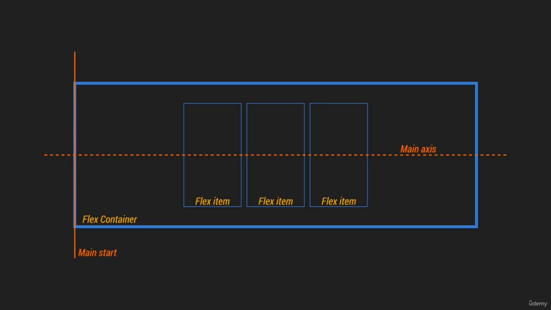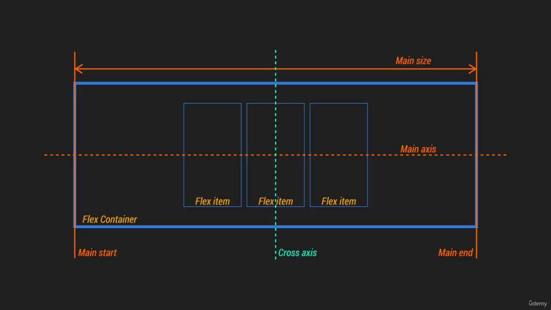Then it has the main start and main end, which describes the main start side of the Flex item and going towards the main end side. Next is the main size, which is the width or height of the Flex container or Flex item, whichever is in the main dimension. Then comes the cross axis, which is always perpendicular to the main axis and its direction depends on the main axis direction.